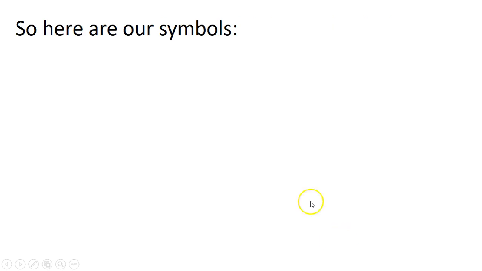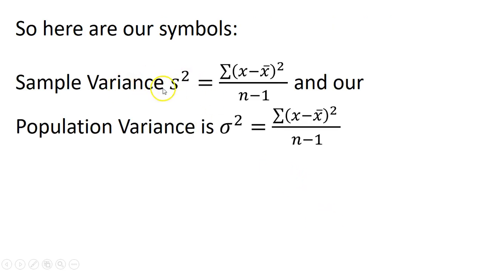Okay? So here are our symbols for sample variance and population variance, so we can see those as well as the formulas. If you want to take this to write it down, I'm going to stop right here, and we can pick up with the rest of some of these notes when we get back.